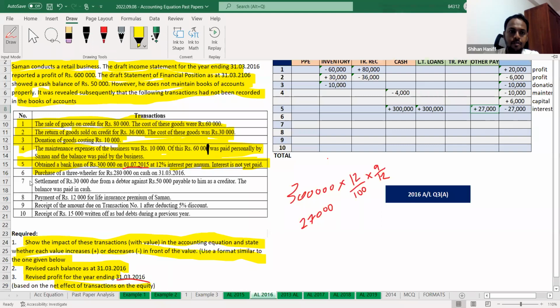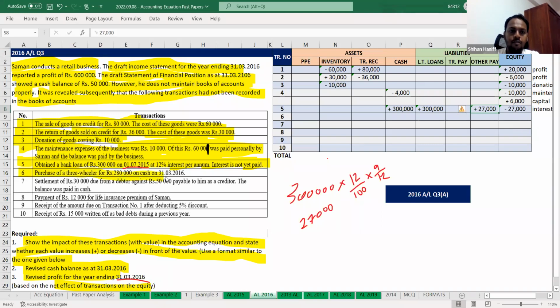Next, purchase of a three-wheeler for 280,000 on cash on 31st March 2016.